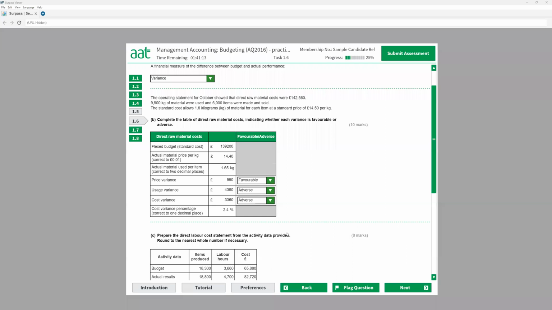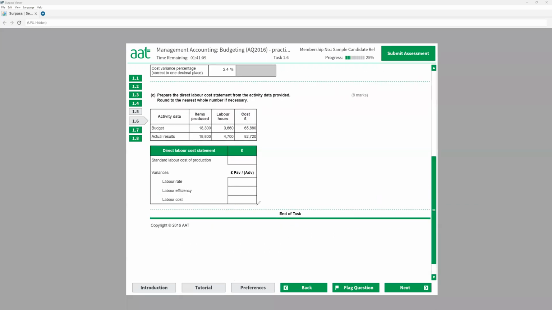All right, let's move to the next section. The next section we have is for the labor. So it says standard labor cost of production. Okay, so let's have a look. In the labor, we have the budget and we have actual items produced, the labor hours, and the cost. So how many units have we produced? We have produced 18,800 units, but the budget was 18,300. So how much should it cost to make 18,800 units?